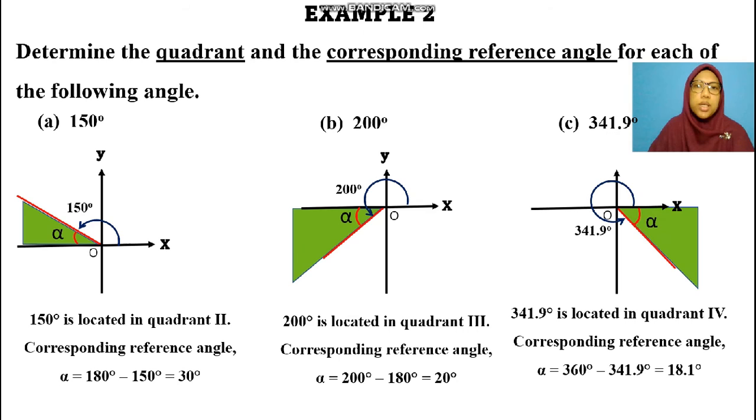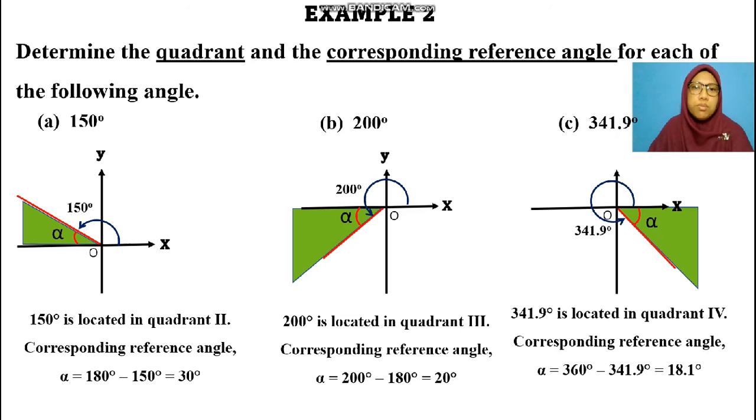State the quadrant and the corresponding reference angle for each of the following angle. There are 3 questions here, question A, B and C. For question A, 150 degree. 150 degree is more than 90 degree but less than 180 degree. So, we draw a line in quadrant 2. Then, we mark the corresponding reference angle. Okay, the green one. To calculate the corresponding reference angle, 180 minus 150 degree equal 30 degree.